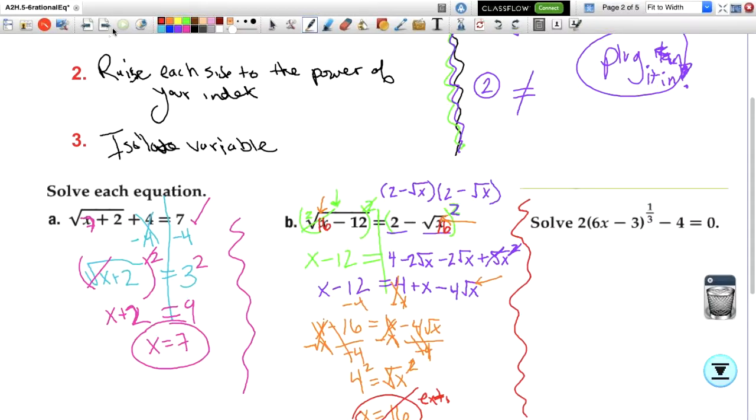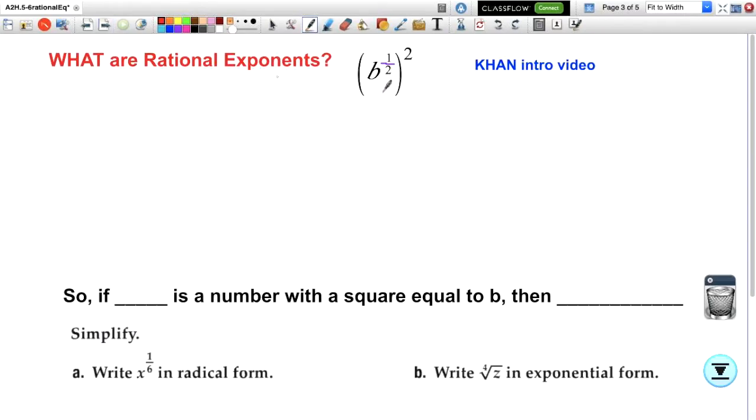So we're going to take a little side lesson. We're going to watch a 5-minute video from Khan Academy to kind of set our mind at ease and explain what that little exponent means. We'll come back here, just fill this out, practice putting things in exponential and radical form real quick, and then we'll go back and solve that problem.